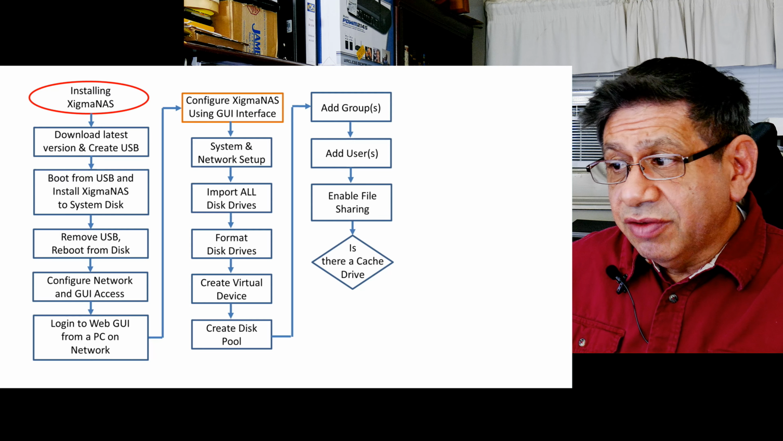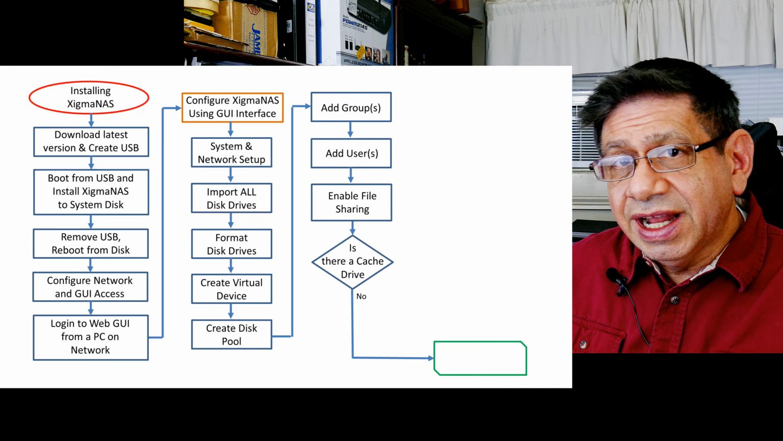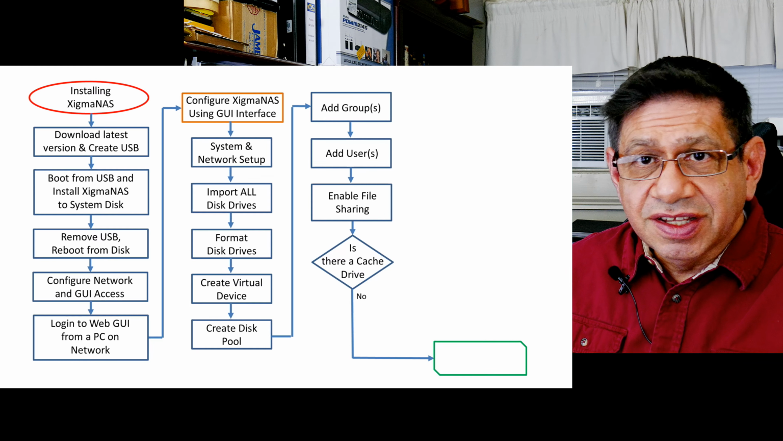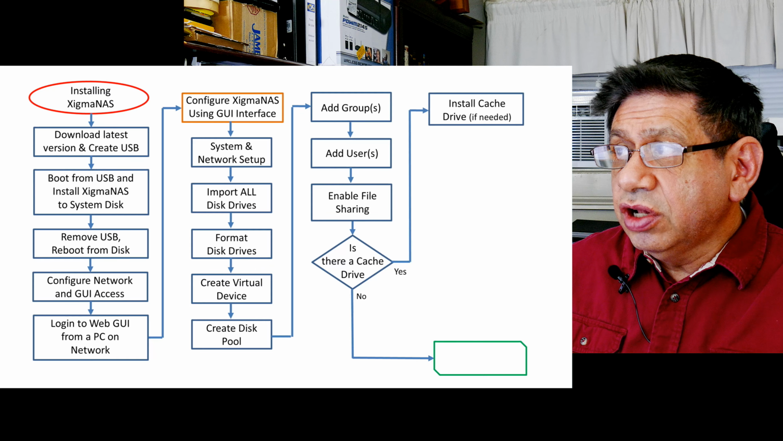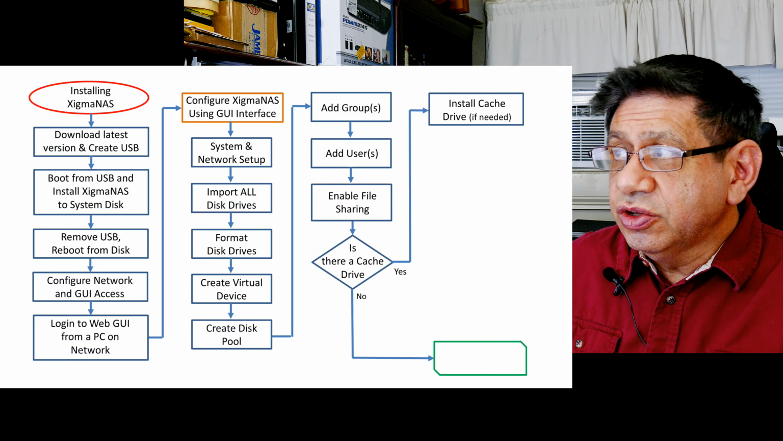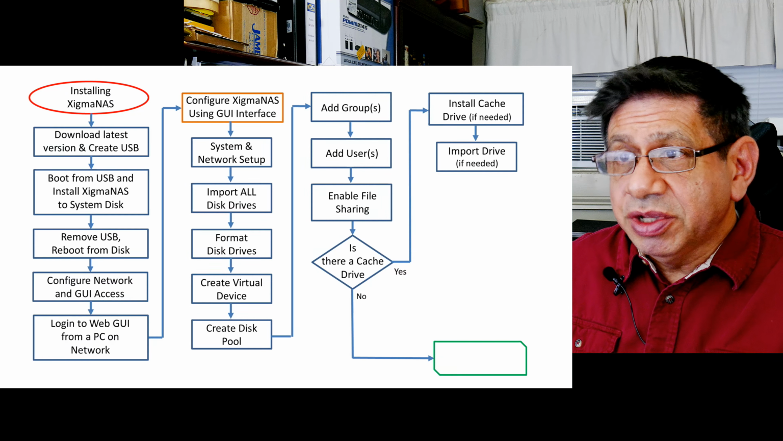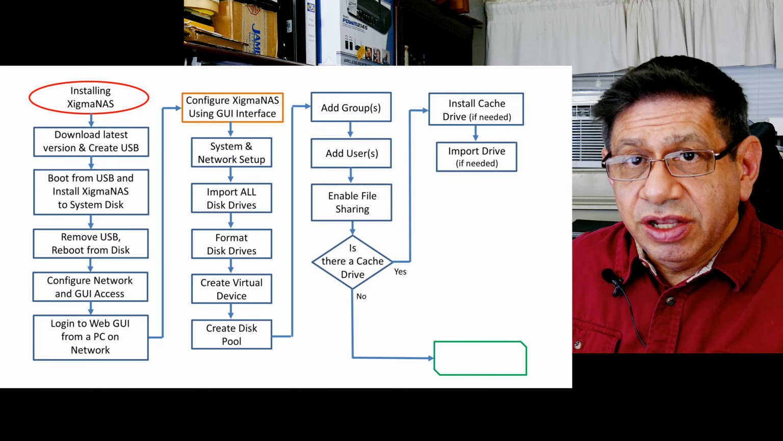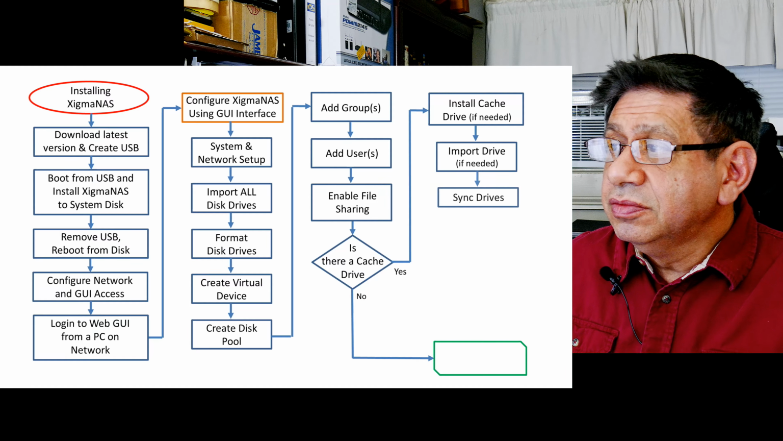Now, do you have a cache drive? Well, if you don't, we get out, we're done. We leave it as is. But in my case, I do, so I'm going to install the cache drive. Now, I already got it installed, physically that is, so I don't have to do that step. I've already got it imported as well because I did it in the earlier step here, since it was already part of this set of disks that were available.